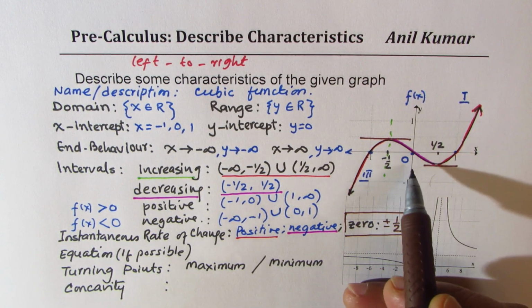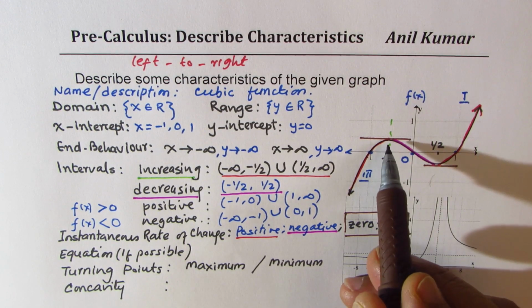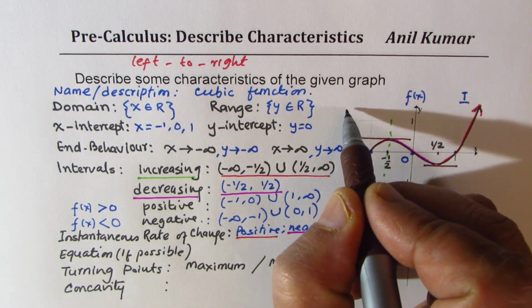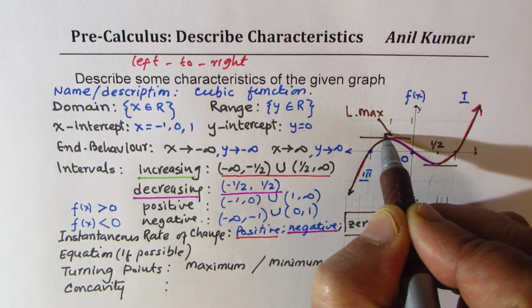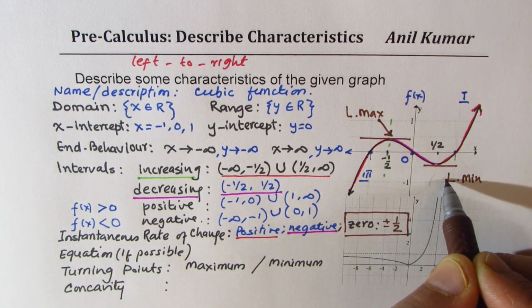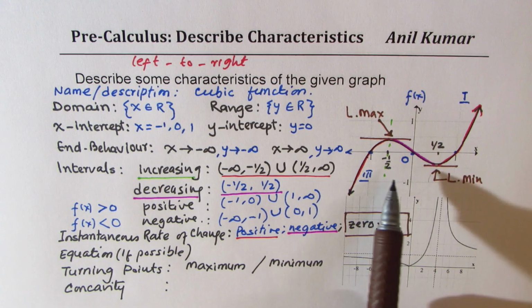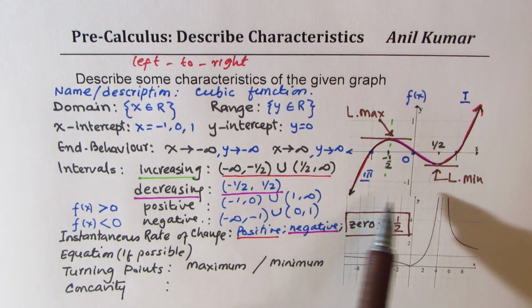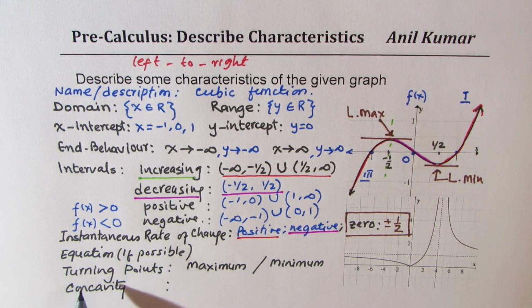Wherever the graph turns, at that point, we could have local maximum or local minimum, right? So in this case, we have a local maximum here, and local minimum at plus and minus half. We have those local maximum and local minimum, correct? So we'll skip the equation part and move to turning points, which we are discussing.